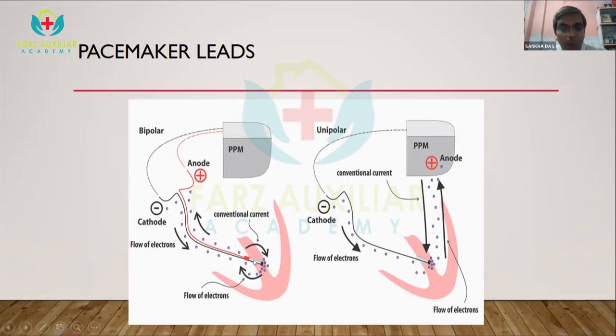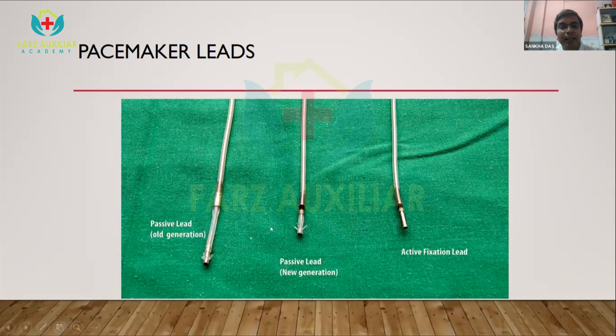In the case of bipolar leads, the cathode and the anode are very closely placed. So the electrical circuit is complete within the tip of the electrode, and the effect of electromagnetic interference or other sorts of interventions is much less in a bipolar lead. That is the reason why most of the leads are now bipolar instead of unipolar. So these are the pacemaker leads.